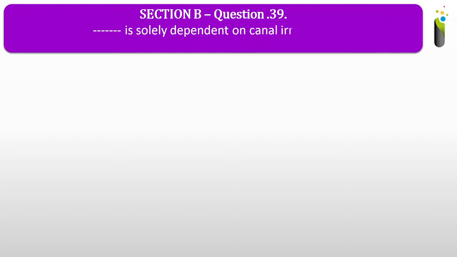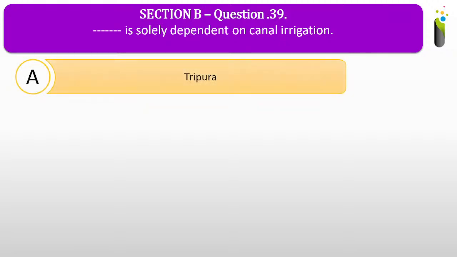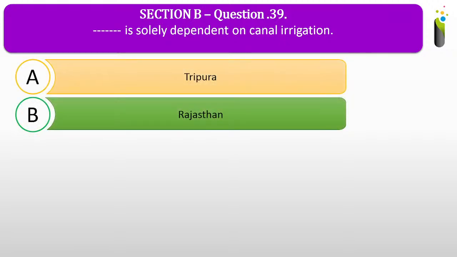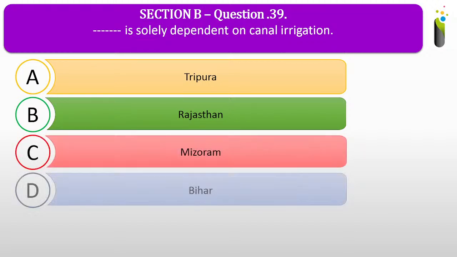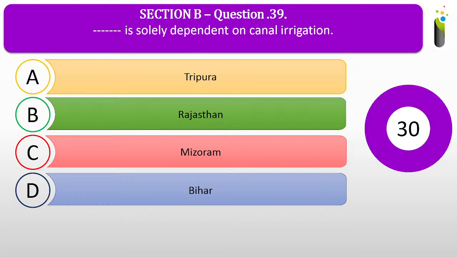Dash is solely dependent on canal irrigation. A. Tripura. B. Rajasthan. C. Mizoram. D. Bihar. Dash is solely dependent on canal irrigation. Yes, Mayank, you were also right. Now your time starts now. Tell me which is the one which is solely dependent on canal irrigation.